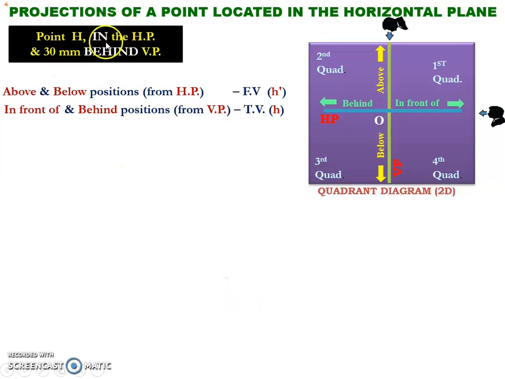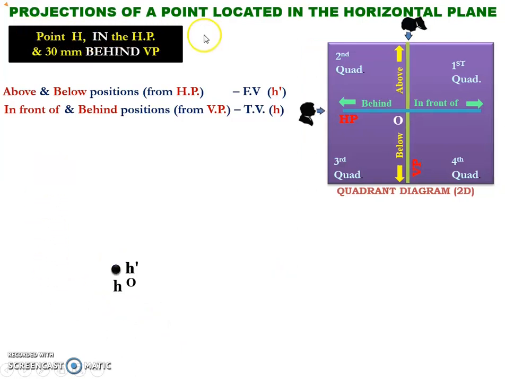Point capital H, which is in the HP and 30 mm behind the VP. The pictorial representation of the given problem can be shown like this. Temporarily, we can assume that the front view point H dash and the top view point H are also located in the same origin point. For easy explanation, let me relocate this origin point to a new location over here. Now let us consider the first half of the problem.